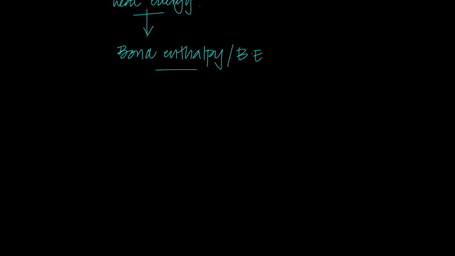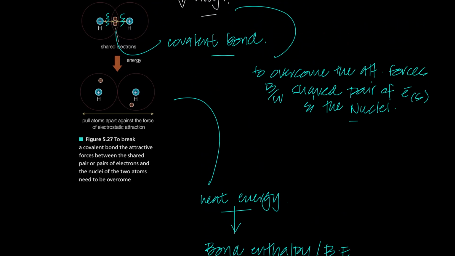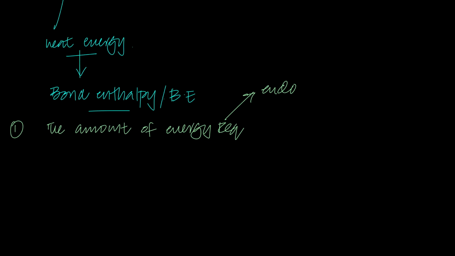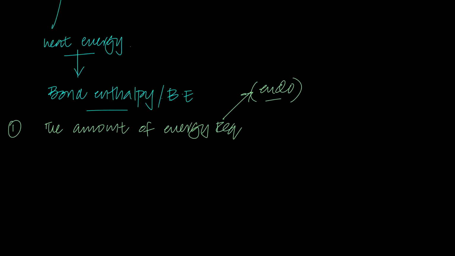But if I were to properly define bond enthalpy, and you need to know this, you would define it like this. Bond enthalpy is basically the amount of energy required, right? We need to provide energy. Why? We need to take in heat energy right here to overcome the attractive forces, right? So it's the amount of energy required, and because it is always required, that's the reason why bond enthalpies are by nature endothermic, right? Bond enthalpies by nature are endothermic.